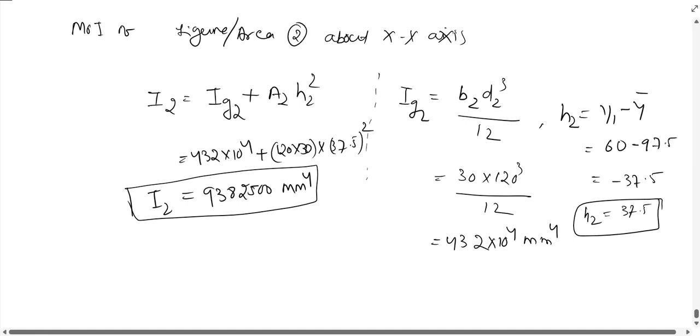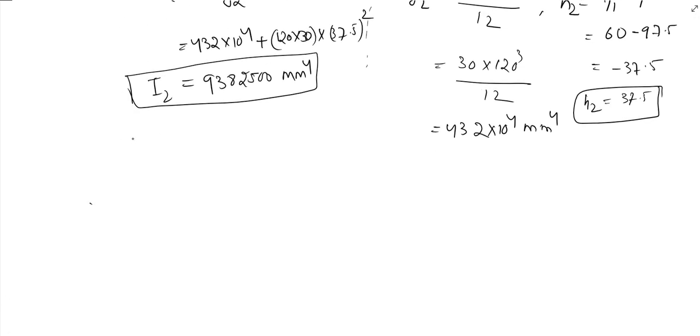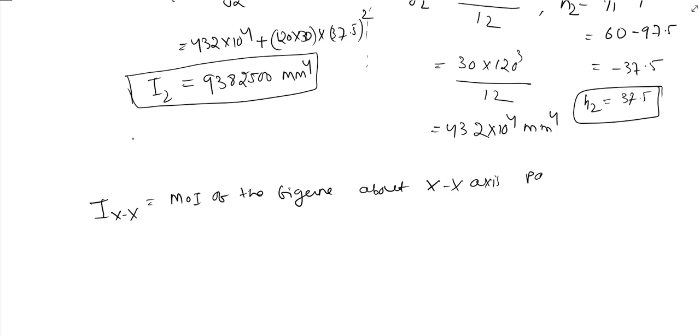Now by simply adding I1 and I2, we can calculate Ixx, which is nothing but the moment of inertia of the figure about the x axis passing through the centroid of the figure.